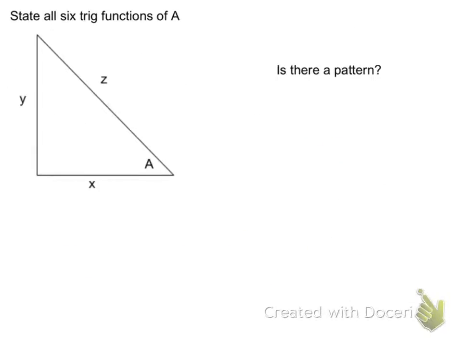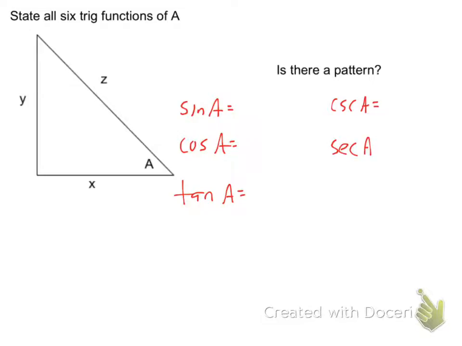Now, I have a triangle here with just a whole bunch of variables. I got X, Y, Z, and A. And I want you to state all 6 trig functions of A. So the sine of A, the cosine of A, the tangent of A, the cosecant of A, secant of A, and cotangent of A. So let's start listing those. I want to know sine of A, cosine A, tangent A. All of these will equal some kind of ratio of sides to side. We then can talk about the cosecant of A, the secant of A, and the cotangent of A.